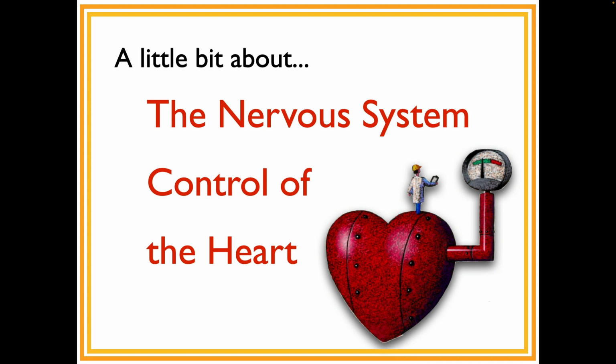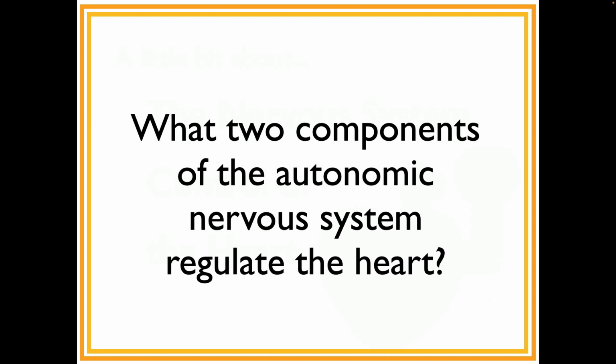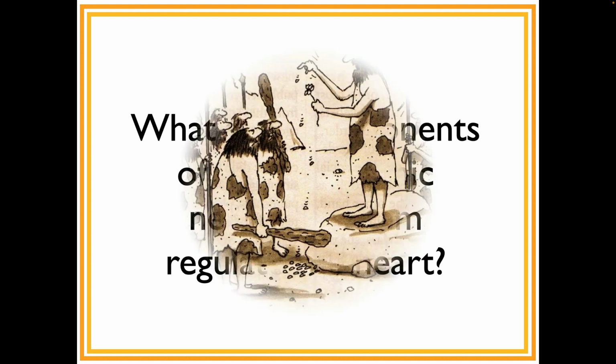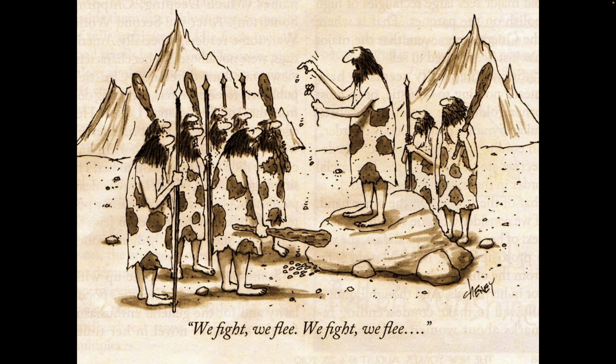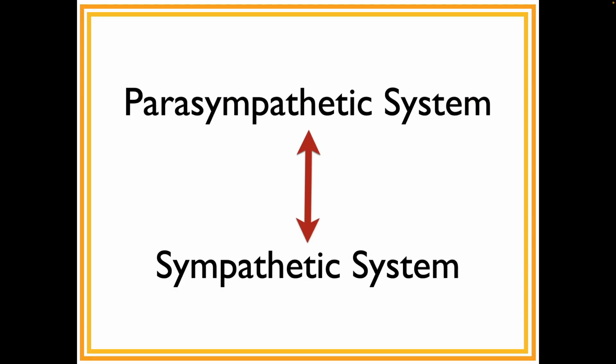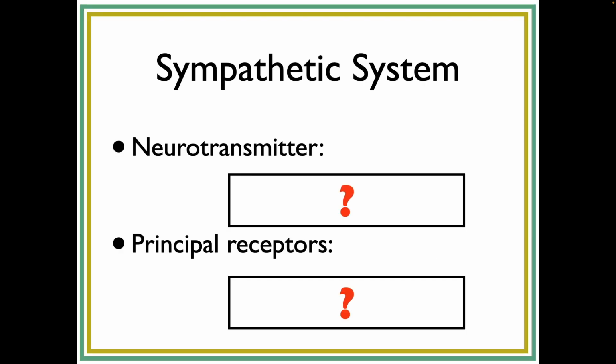So here we go. We're just going to have a little brief section about nervous control of the heart. So Natalie, what 2 components of the autonomic nervous system regulate the heart? The SA and the AV nodes. Here's your hint. Oh, parasympathetic and sympathetic. Okay. So the parasympathetic system and this, we'll get to the SA and the AV nodes. They're coming, okay?